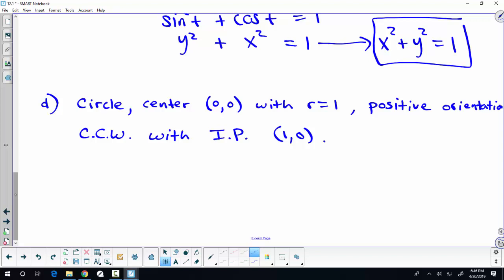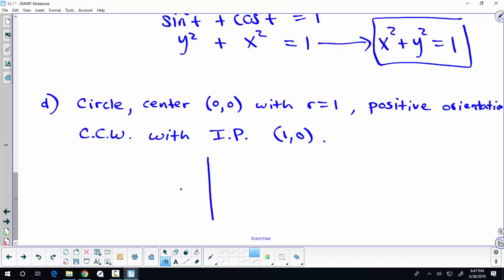All right, questions on that? Yeah. You say positive orientation counterclockwise. Are you implying that the counterclockwise direction is the positive direction, or are you just saying it is going positive counterclockwise? Yeah, that's typically what we mean when we say positive orientation.